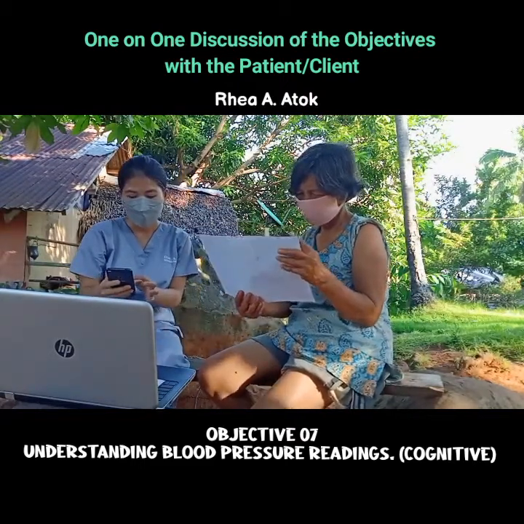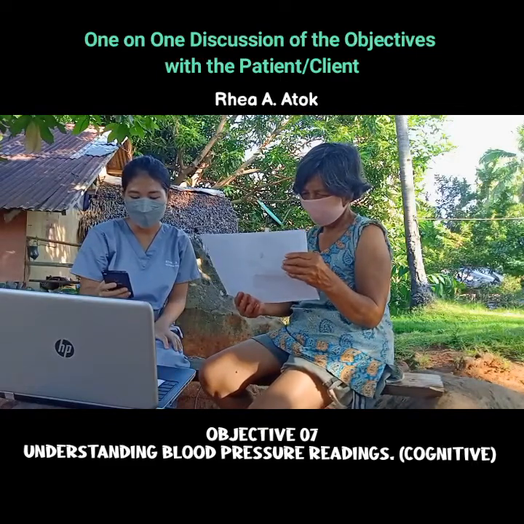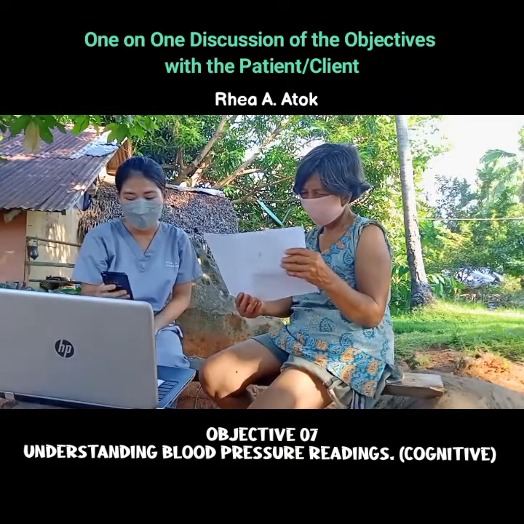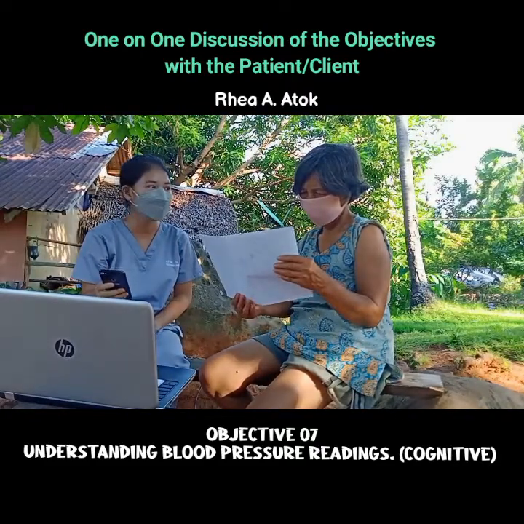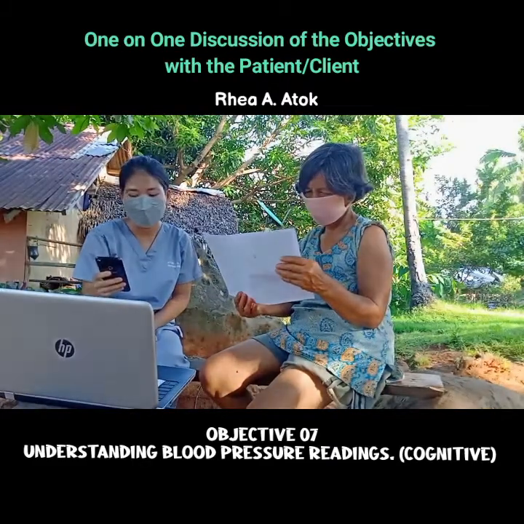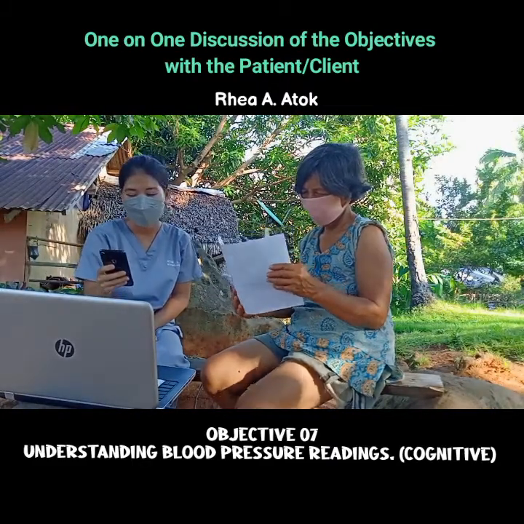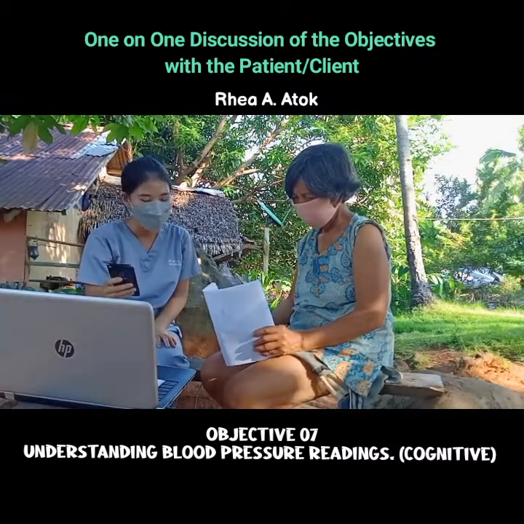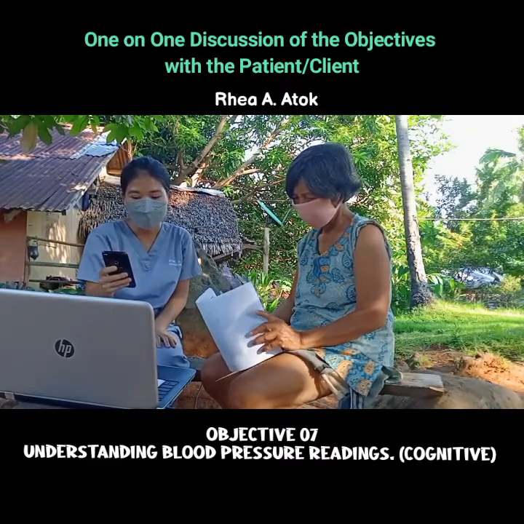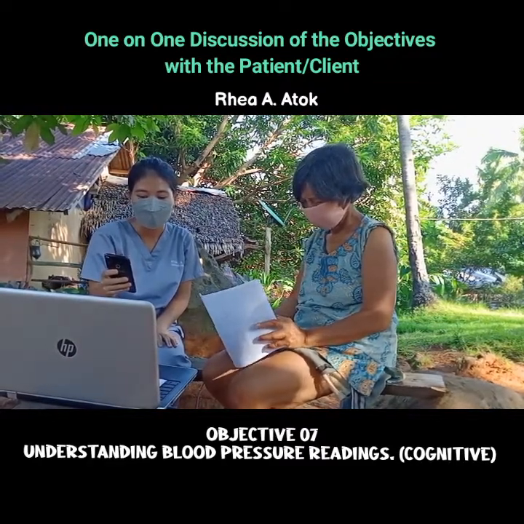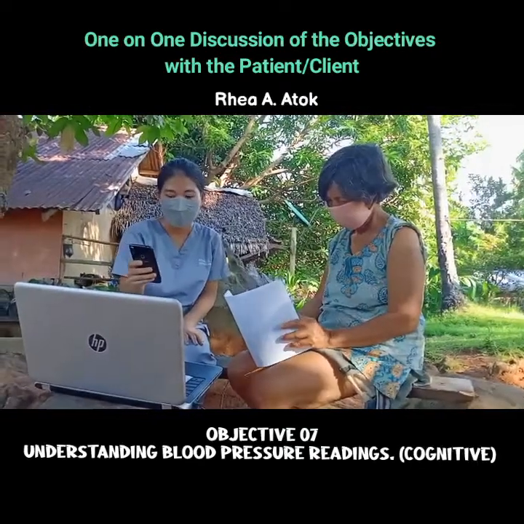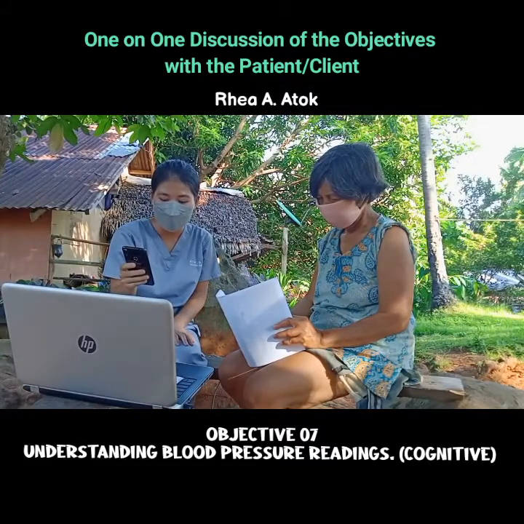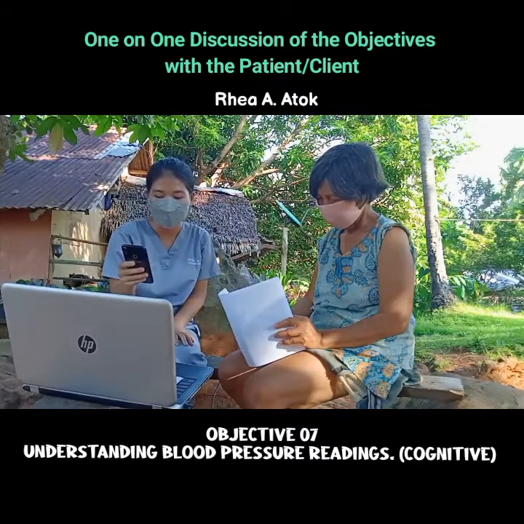So, the first step to managing blood pressure is to understand what the levels mean, and what is considered normal, elevated, high blood pressure or hypertension, and hypertensive crisis. Blood pressure is typically recorded as two numbers, like 117 over 76 millimeters of mercury.